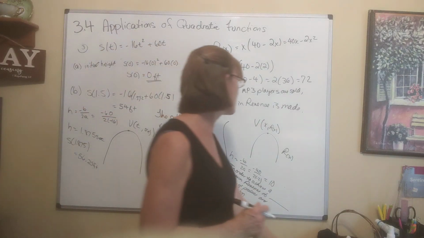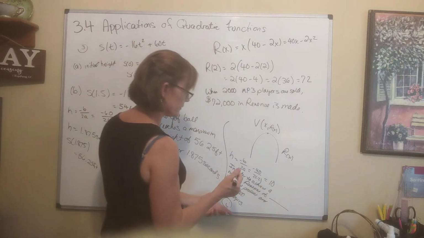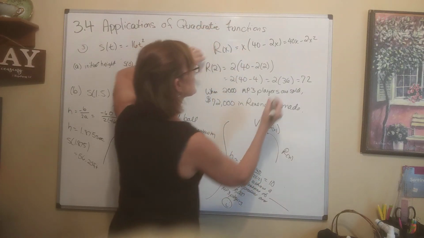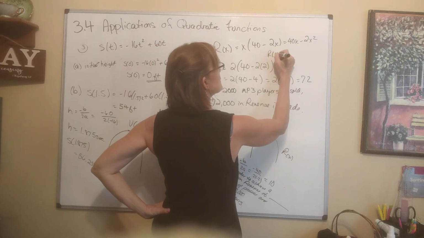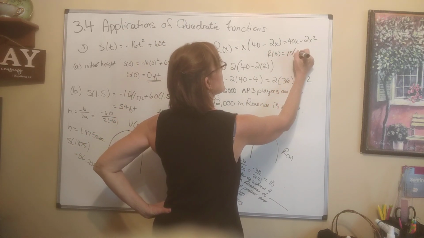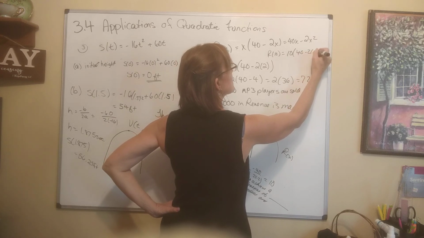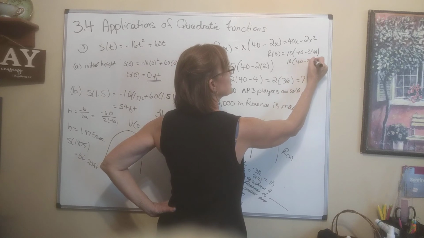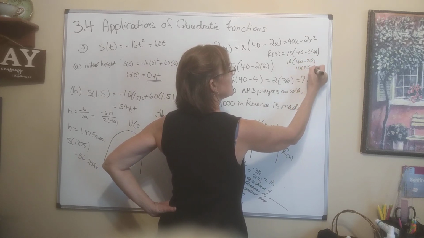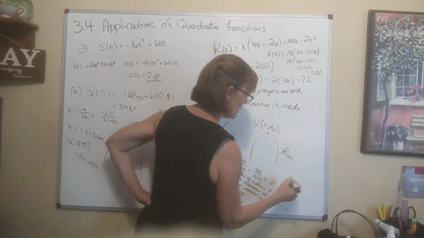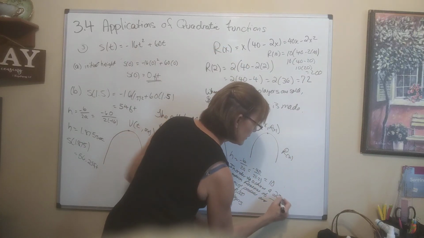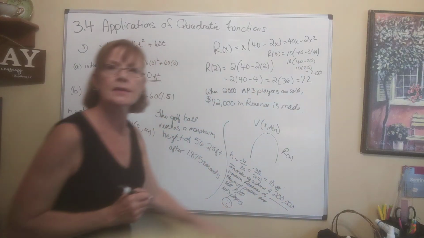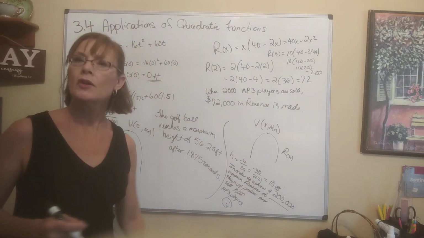Okay, what's the max revenue going to be? Let's plug in 10,000, or 10. H was 10 into our R of x. So what is R of 10? That's 10 times (40 minus 2 times 10). All right, 10 times (40 minus 20) is 10 times 20, which is 200. The maximum revenue is $200,000. That's their max revenue. So here are a few quadratic applications.